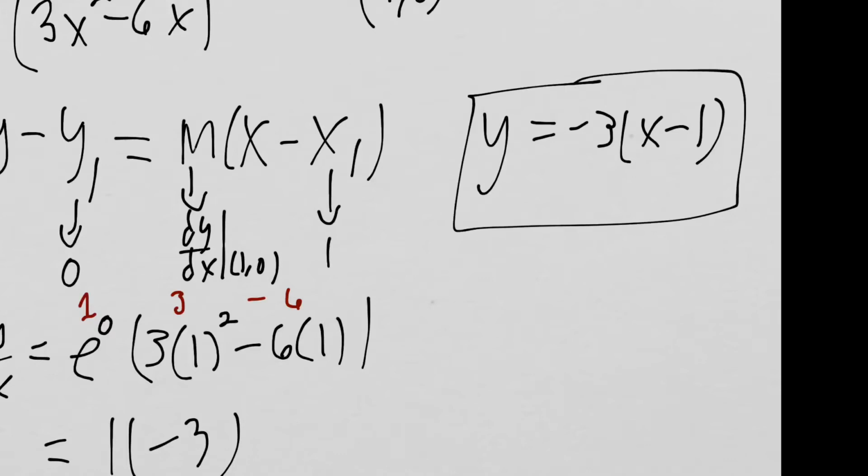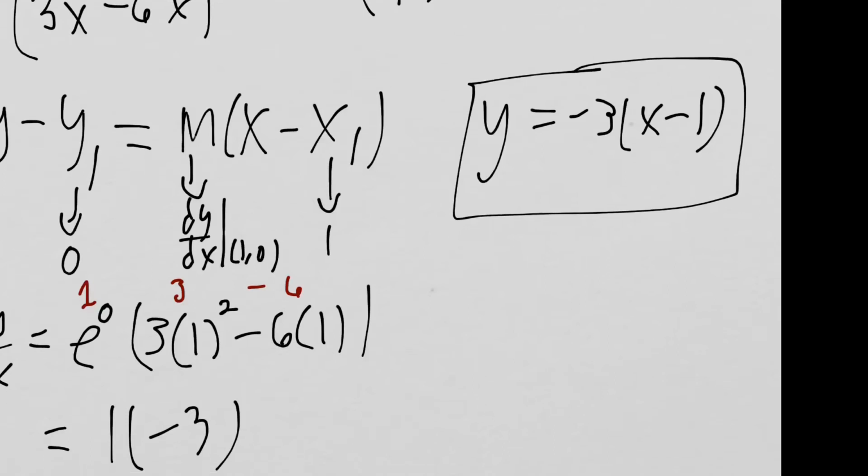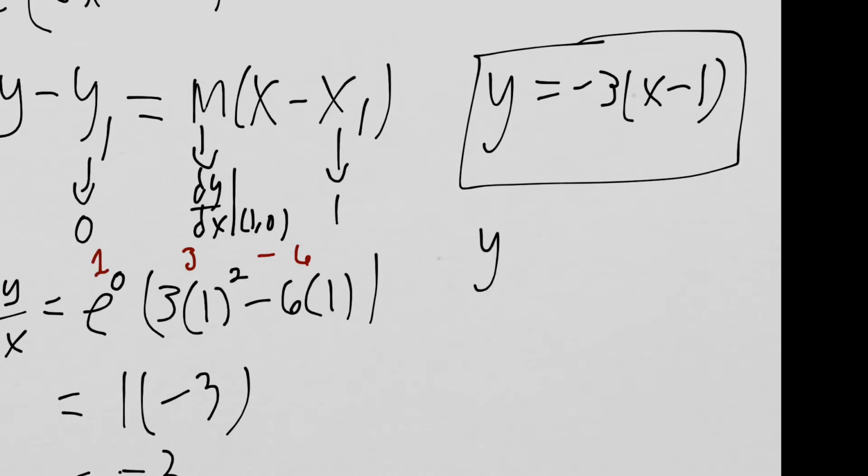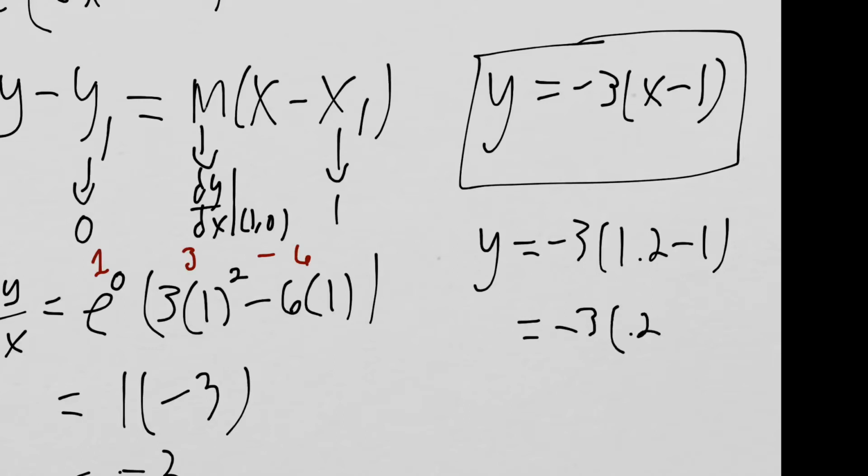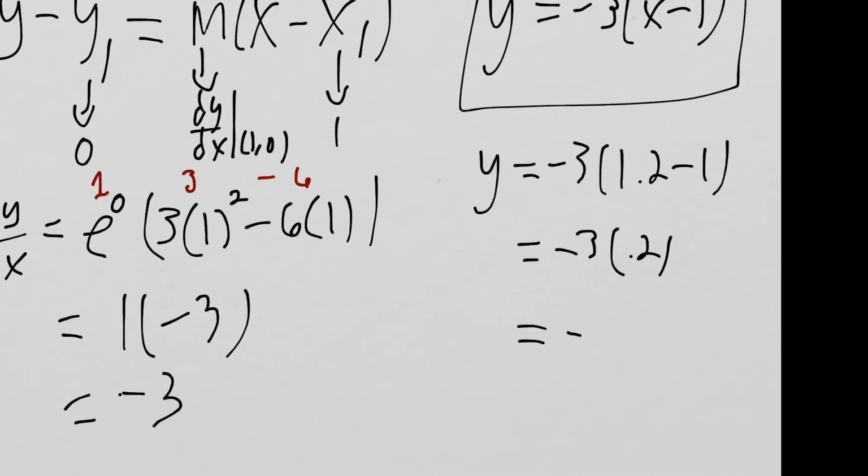Now it's asking us to find the approximation at x equals 1.2. So we're going to use this tangent line to approximate the output of the function at 1.2. We'll do negative 3 times 1.2 minus 1. That's negative 3 times 0.2, which is equal to negative 0.6. So we have used the tangent line at x equals 1 to approximate the output of the function at x equals 1.2.